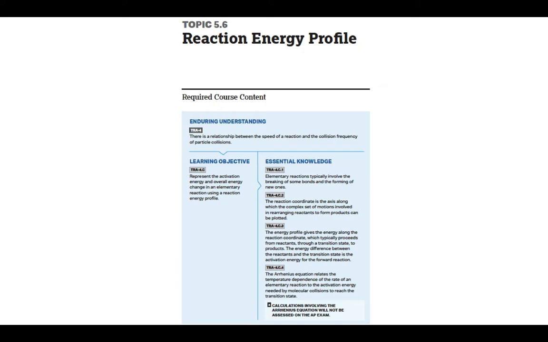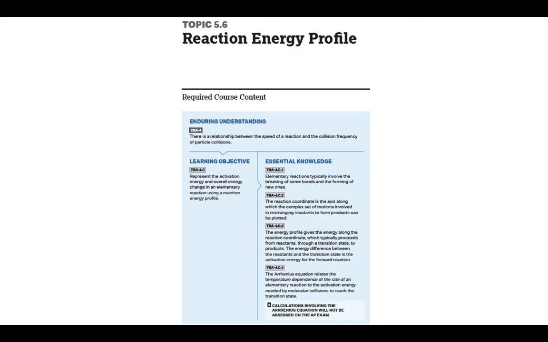Reaction energy profile. I've drawn a number of these for you this year and last year. You should be able to see where the reactants start versus where the products finish. And the difference, products minus reactants, will give you whether delta H is positive or negative. If the reactants are higher in energy than the products, then it would be exothermic. If the reactants are lower in energy and the products are higher in energy, then it would be endothermic. You should be able to identify where the activation energy is, where the activated complex is.